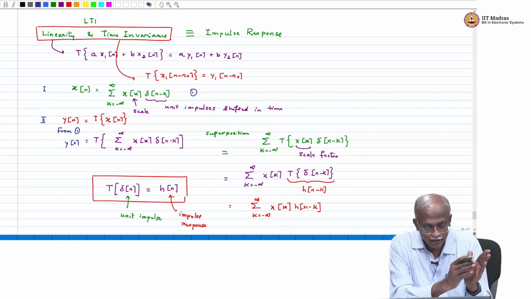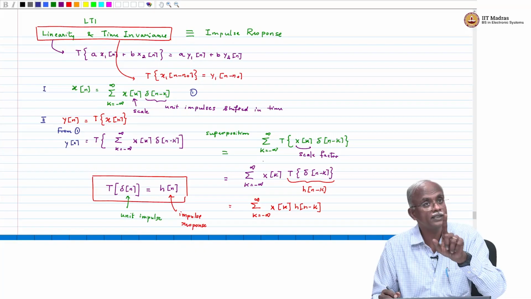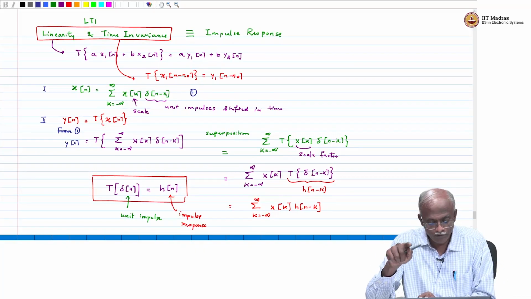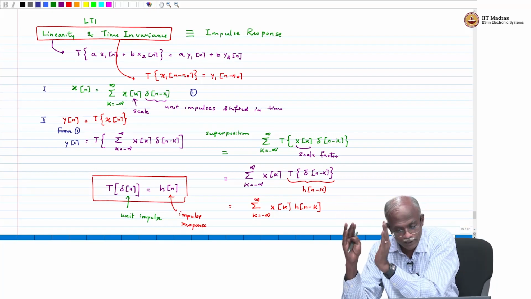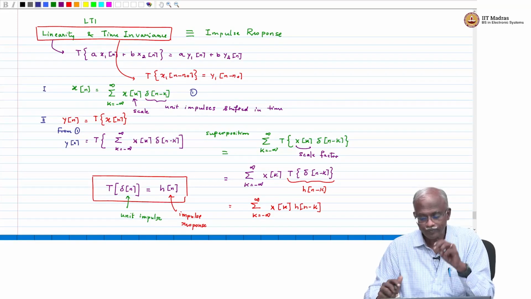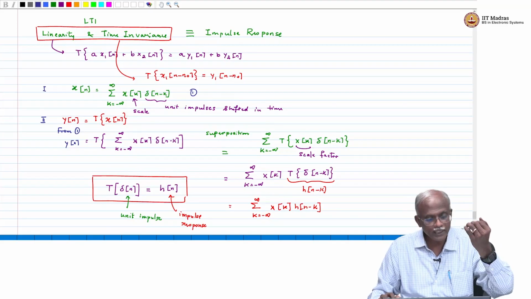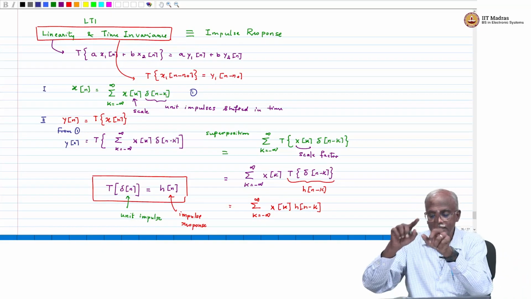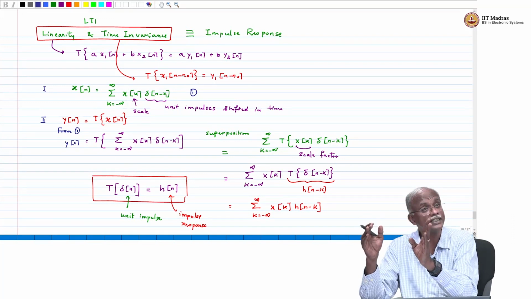So, you take the transformation inside. This is because it is a linear system which satisfies superposition. You get the sum over k equal to minus infinity to infinity, with each of these samples being applied to the discrete time system individually. Now, x of k is a constant scale factor. By the scaling property of the linear system, you can take that outside the operation. Now, the linear system is operating only on delta of n minus k.